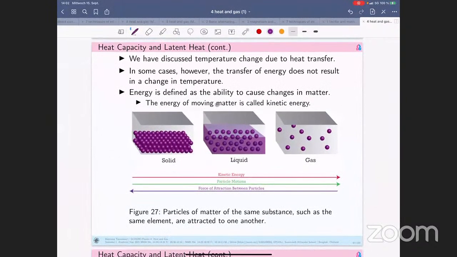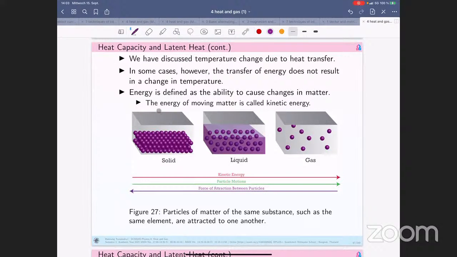Alright, let's talk about latent heat. This is the latent heat story. We have discussed temperature change due to heat transfer. In some cases the transfer of energy doesn't result in a change in temperature, but the material changes its phase.